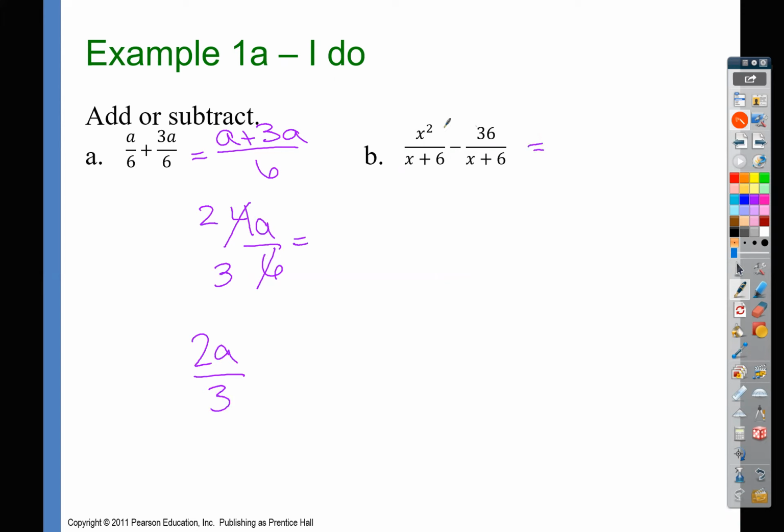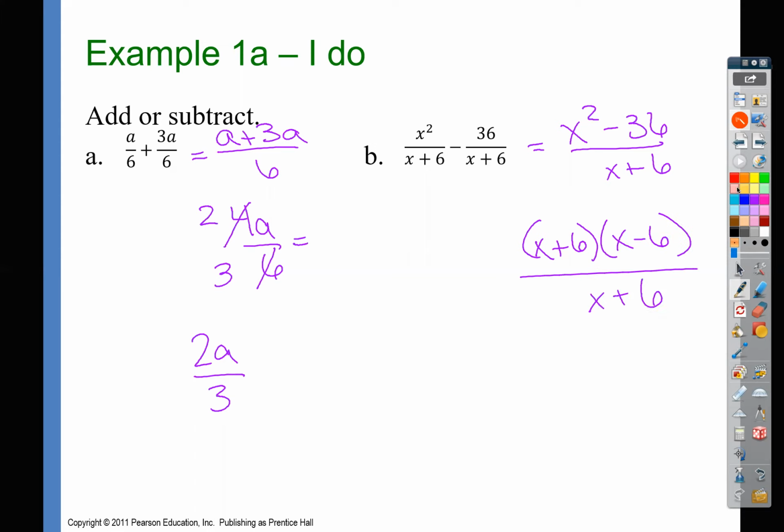And b, same denominator, so just combine the numerators. And then you see x squared minus 36 is a difference of squares that can be written x plus 6 times x minus 6. And then you can cross out the x plus 6, so your final answer would just be x minus 6.